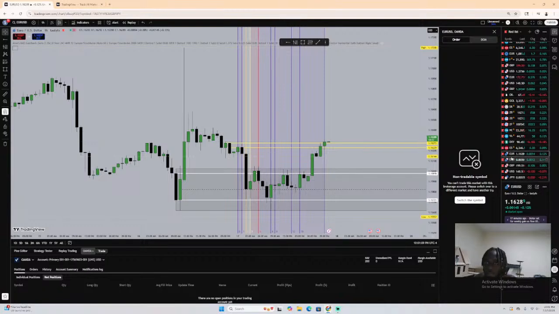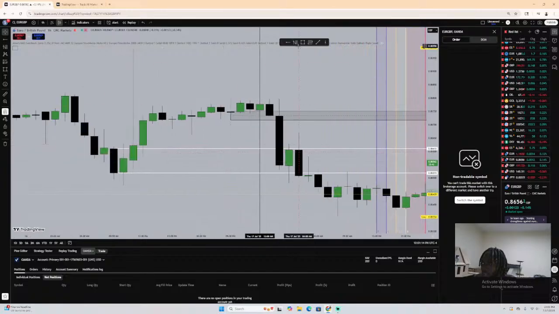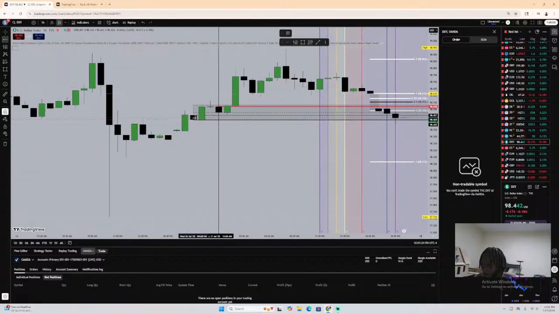We got Euro USD. We got Euro GBP, right? These are supposed to be correlated, right? It's in the 9 a.m. range right there. The Dixie is in the 9 p.m. range. This is an interesting one right here.